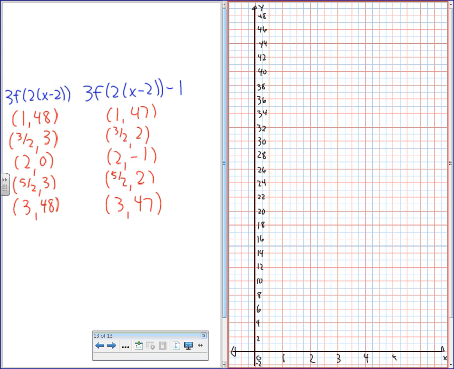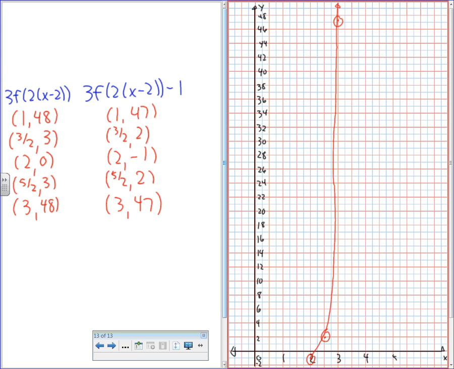Okay, now remember that x to the 4 is supposed to look like a parabola more stretched up. So this should also be a parabola if we did our work right. And I think we did. So 2 and negative 1 is right there. 5 over 2 and 2 is here. And 3 and 47 is way up at the top of the board. Okay. That's very big.